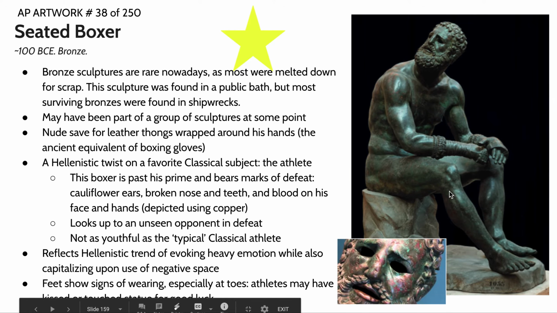So bronze sculptures are pretty rare nowadays, especially from ancient periods, because most of them were melted down for scrap metal, or when people became especially desperate in wartime, they needed spearheads and arrowheads rather than art. So this particular sculpture was found in a public bath, but a lot of surviving bronzes were found in shipwrecks. Typically, the Greeks would trade for wares across the ocean. Inevitably, some of those ships sank, and a lot of metal statues have been found in shipwrecks, or a lot of them have actually washed up on the shore randomly.